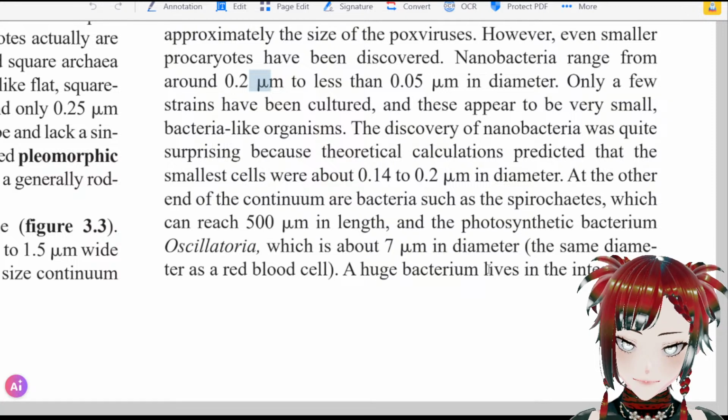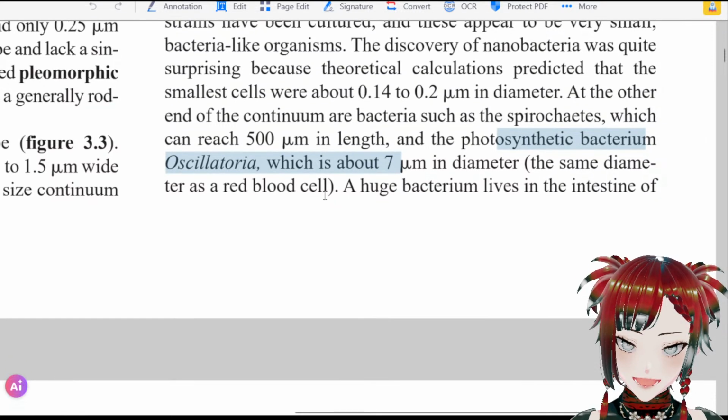Now at the other end of the continent, they are talking about the larger size bacteria. The spirochetes are actually quite large. As we have seen in the diagram, spirochete bacteria are generally longer because they have to make spirals in their body, so of course they need some length. Well, that is not the logic, but I'm saying. So 500 micrometer in length, while the photosynthetic bacterium Oscillatoria is 7 micrometer in diameter, approximately the size of our red blood cells.